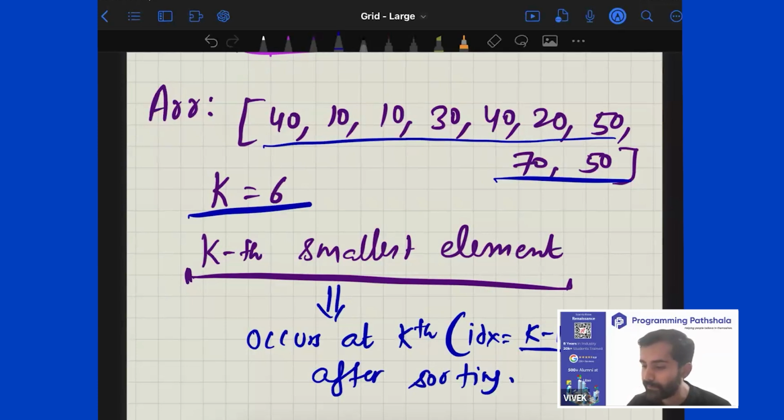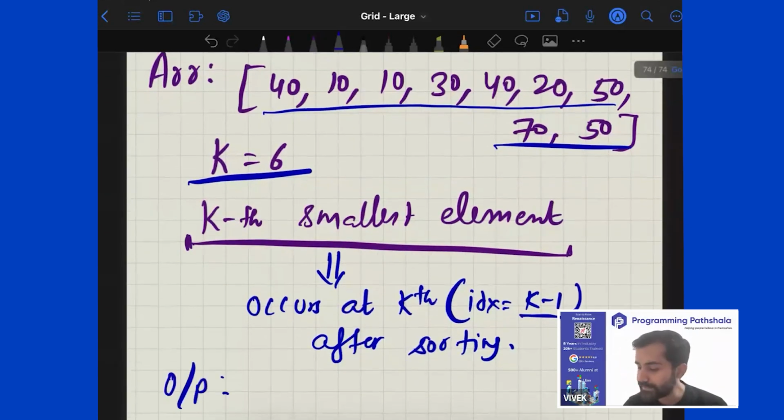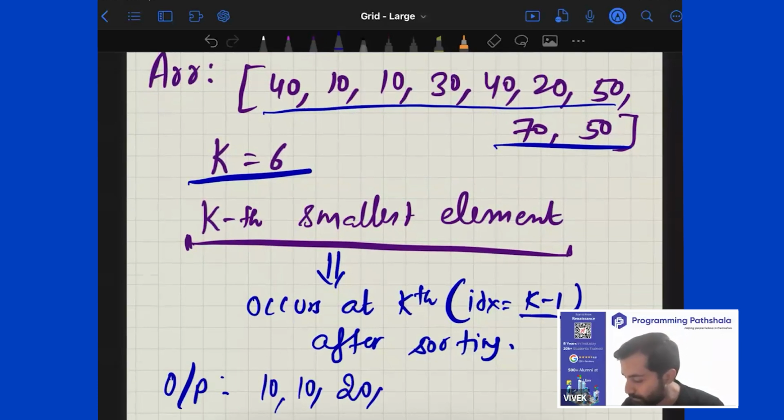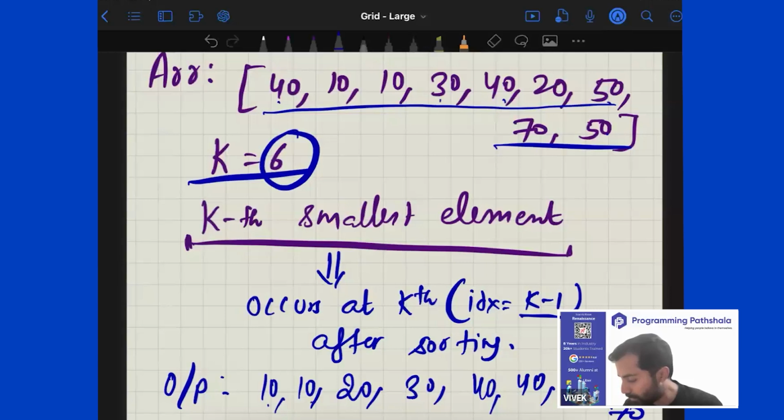So yes, you can use a heap. We'll talk about the different solutions that you can come up with here. But can you quickly tell me what will be the output in this case? Let us say somebody sorts this array. Upon sorting, what will you get? You will get 10, 10, 20, and then you have 30. And after 30, what do you have? You have 2 times 40, and after that you have 2 times 50, and there is 70. Did I miss anything? 1, 2, 3, 4, 5, 6, 7, 8, 9. Yeah, all are done. So the element at the fifth position, 0, 1, 2, 3, 4, 5, is 40. So your answer should be 40.